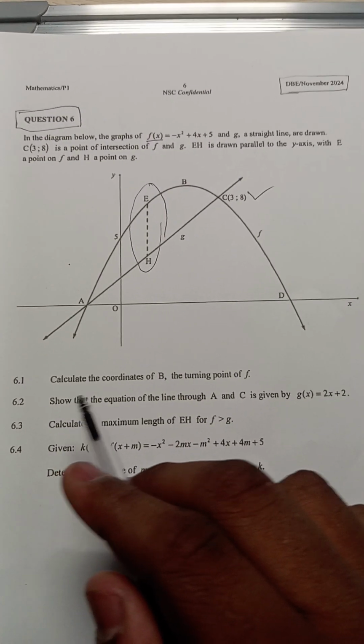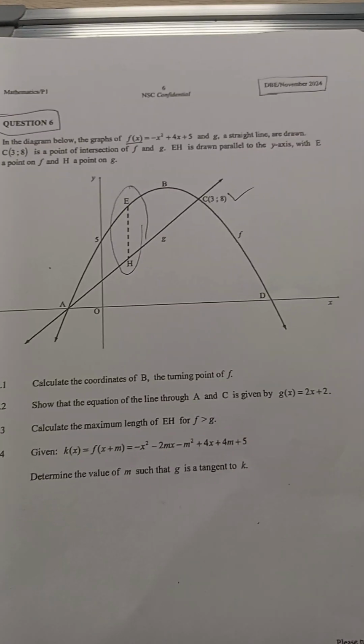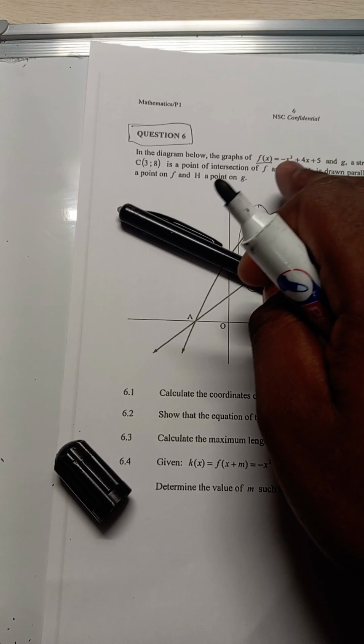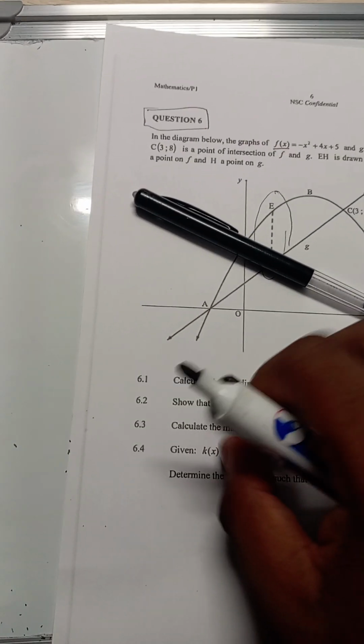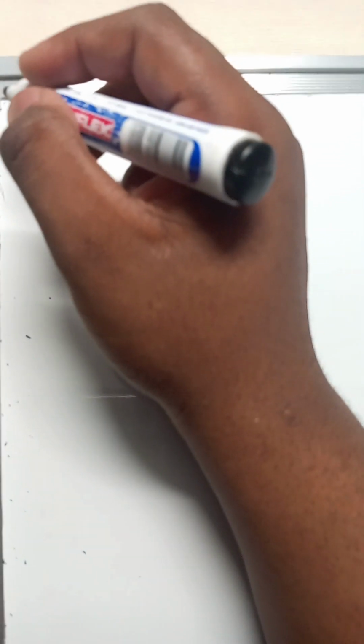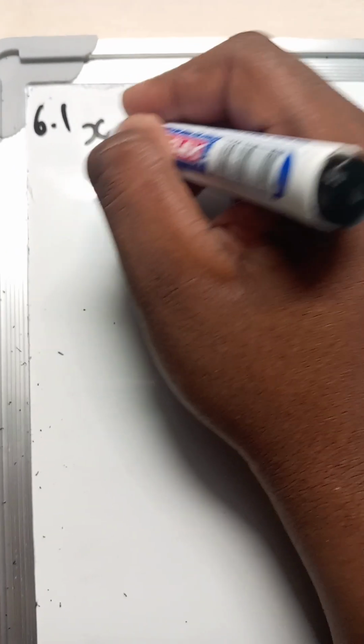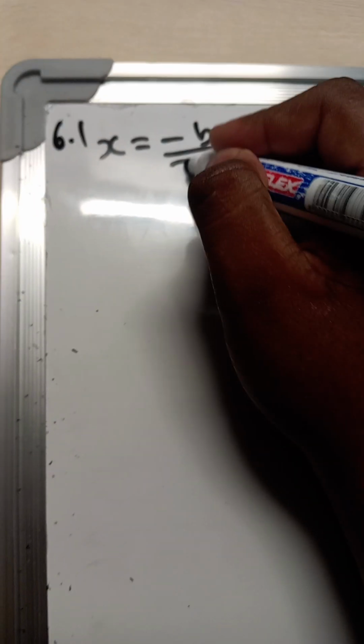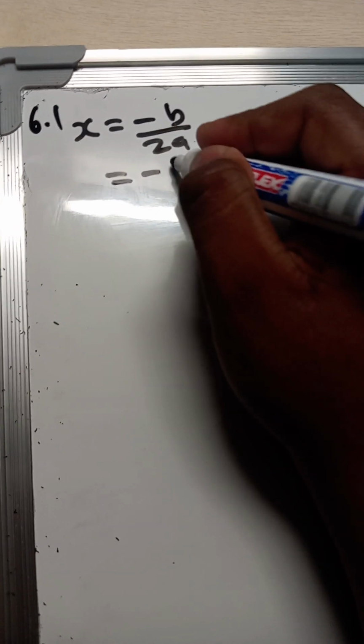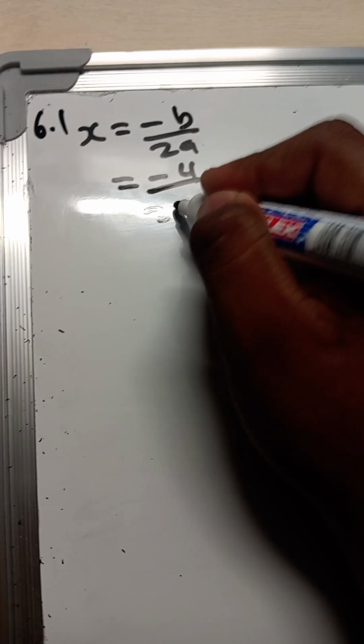The first question says calculate the coordinates of B, which is the turning point of f. You ask yourself, what kind of equation am I given? Since you are given the equation minus x squared plus 4x plus 5, you need to work it out. But if you're given y equals a(x minus p) squared plus q, you find the answer straight away. It would be 1 or 2 marks. For this one, I'm going to use the axis of symmetry, x equals minus b over 2a. So this is minus 4 over 2 times minus 1.